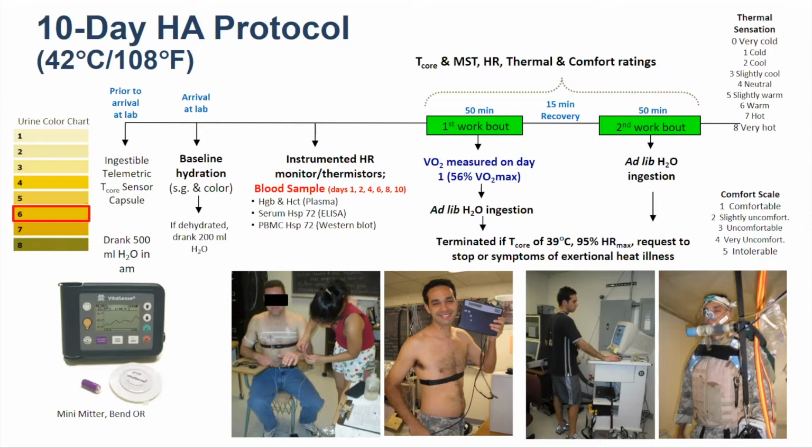And this exercise session would be terminated if their core temperature reached 39 degrees Celsius, if their heart rate became too high or reached 95% of their max, or they requested to stop, or they exhibited signs of exertional heat stress. And then we also asked about their thermal and comfort sensation.